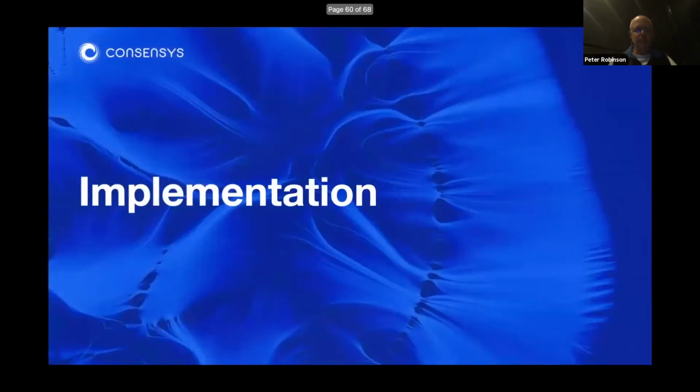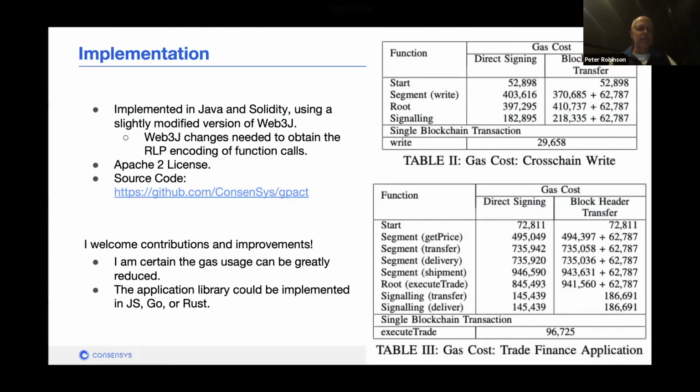For the implementation, this code overall uses a slightly modified version of Web3j, which I'm going to put the pull request in for sometime soon, Connor. In fact, in the last day or two I've been getting ready to do it. The enhancement to Web3j just allows you to determine the RLP encoding of a function call. Essentially it provides new function call hooks.